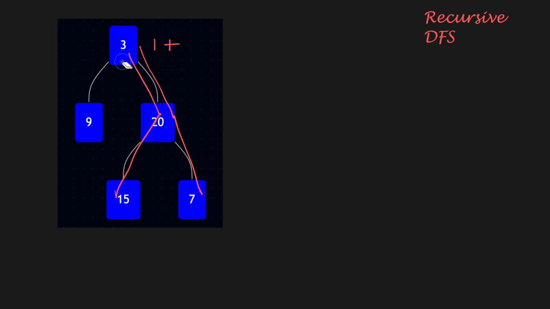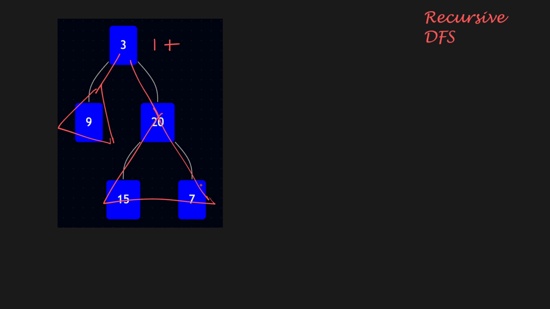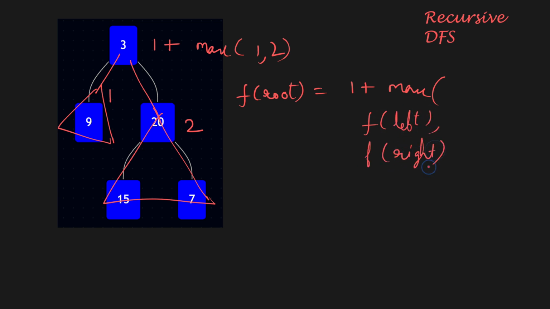So the rest of the depth must come from the longest path in its subtrees, which are the left subtree and the right subtree. Now suppose the left subtree contributed the depth of 1 and the right subtree contributed the maximum depth of 2. Then which depth should we choose? The answer is the maximum one because we want to calculate the maximum depth of the tree. So this gives us the recurrence relation: 1 plus the maximum of the depths of its left and right children respectively.